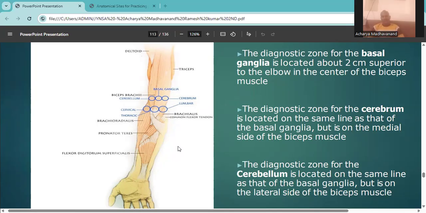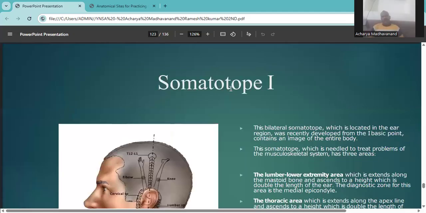The thoracic area extends along the apex line and ascends to a height which is double the length of the ear region. Go for 123, no problem. Dr. Anita, please go for 123. 123. Yeah. This area is only for the diagnostic area.